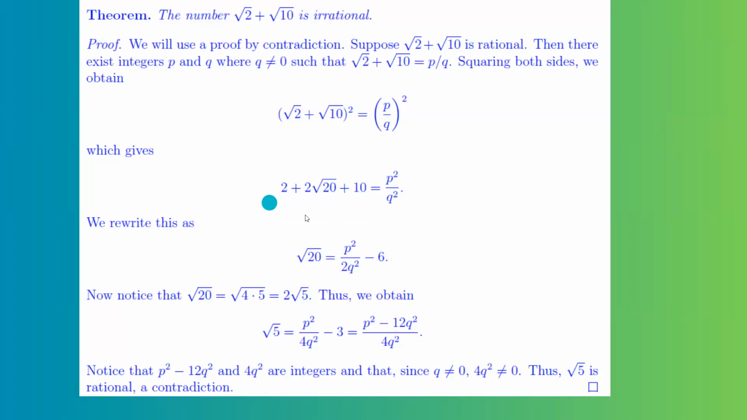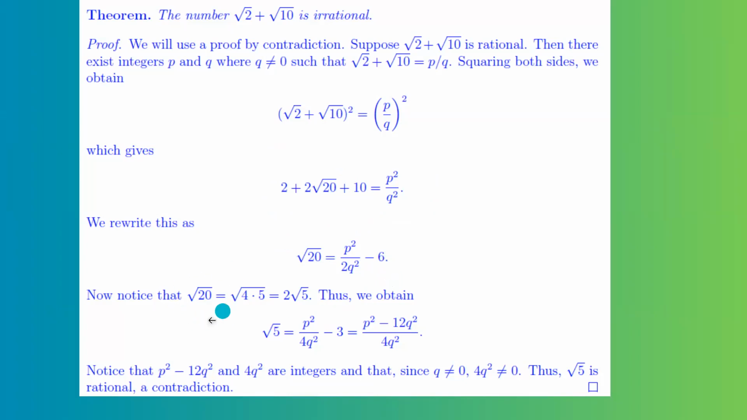Bring all nice numbers to one side. 2 plus 10 is 12. Bring it to the other side, negative 12. Then divide everything by 2. Get square root of 20 equals p squared over 2q squared minus 12 divided by 2, which is 6.